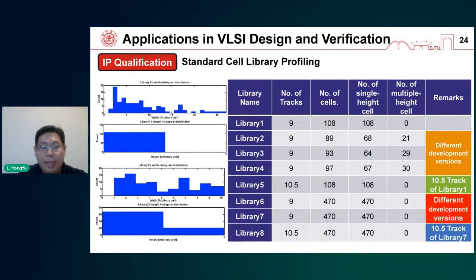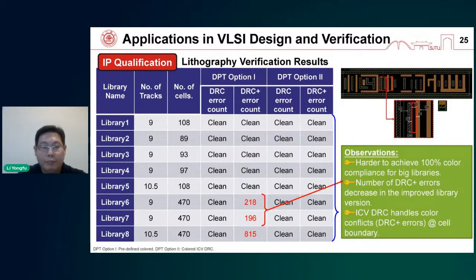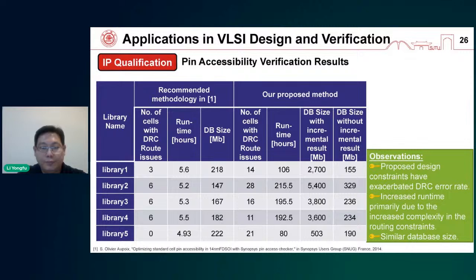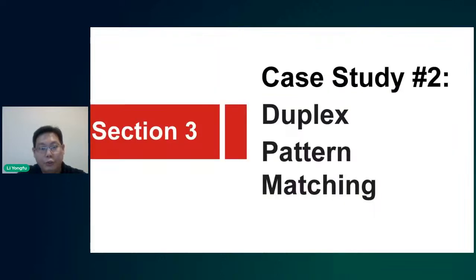placements. Likewise, we evaluated a list of libraries with different numbers of standard cells and different numbers of routing tracks. We realized that there are still quite a number of standard cells that have similar problems. In fact, when we have these tools in place, we can reduce all the possible standard cell issues. This has been part of our IP qualification work. Later on, we realized that once we solve the patterns, we have to solve the matching issues.